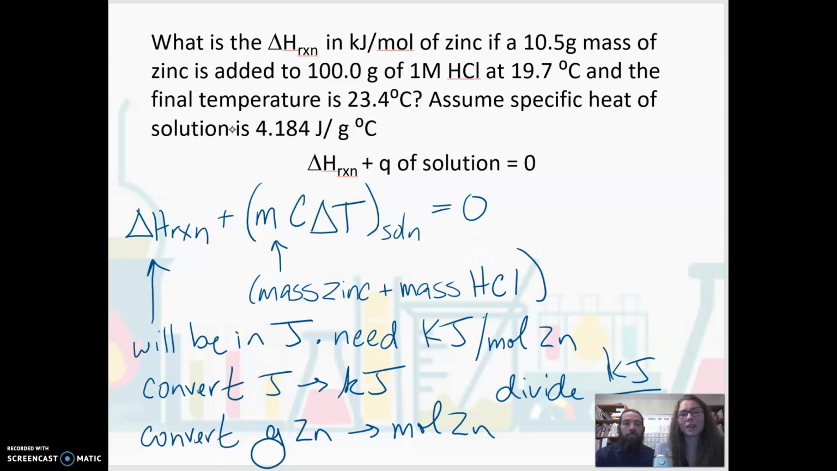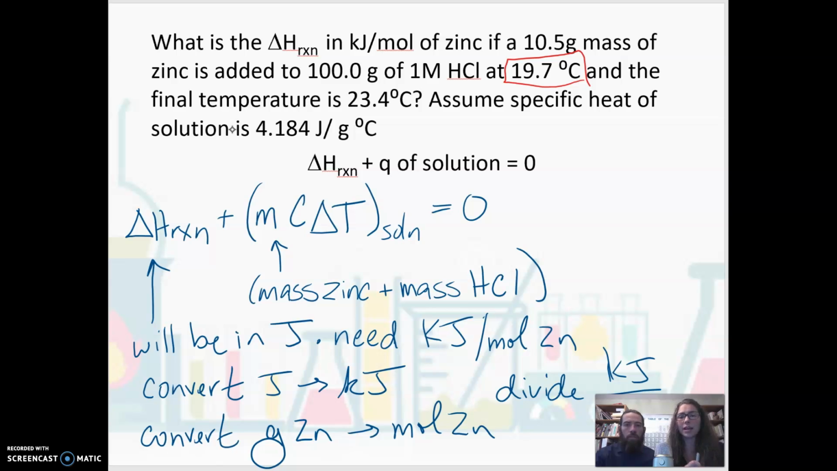So here's an example. What's the delta H of reaction? What's the enthalpy change of the reaction in kilojoules per mole of zinc? So it's going to be important when we figure that out. We're starting out with a 10.5 gram mass of zinc, and we're adding it to hydrochloric acid in our coffee cup calorimeter. Our acid has an initial temperature of 19.7. After we add the zinc, the highest temperature that it reaches is 23.4. So there's our change in temperature.